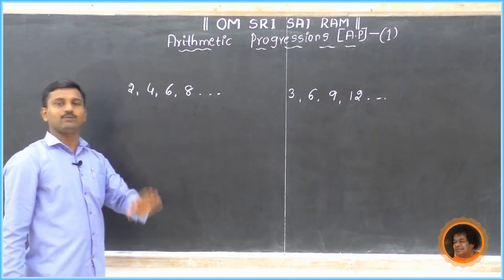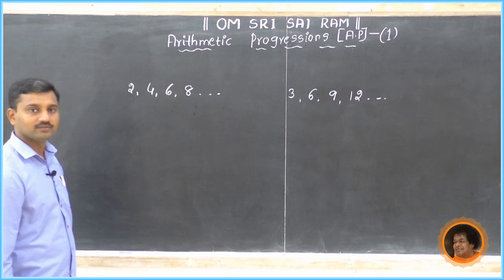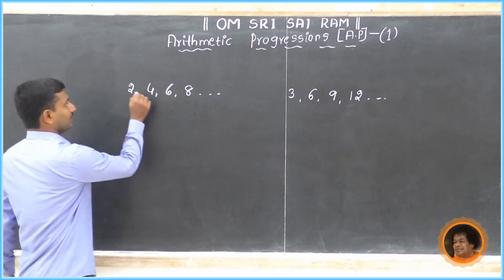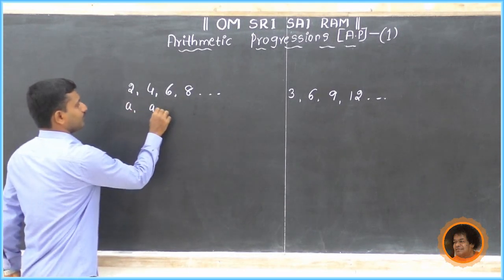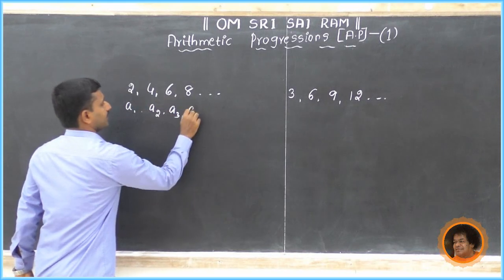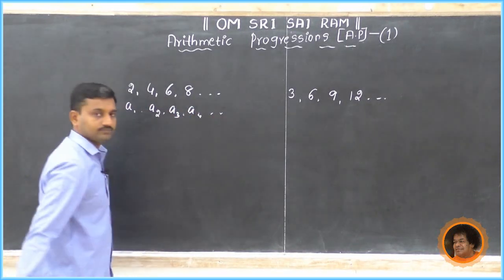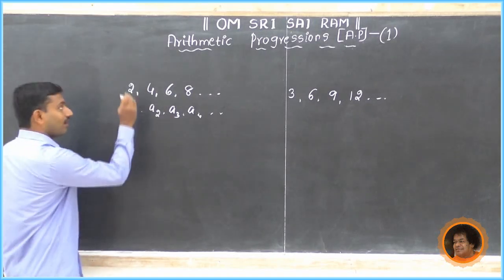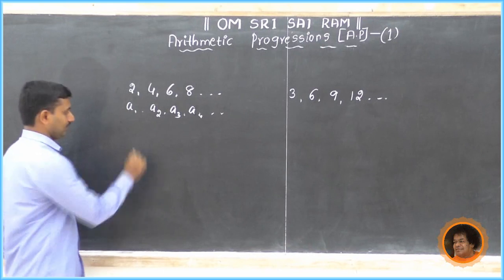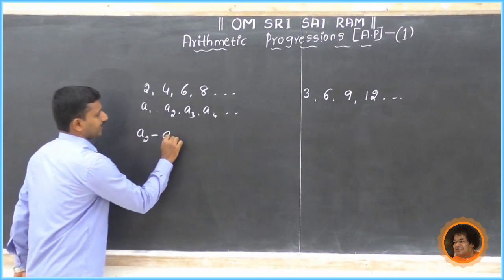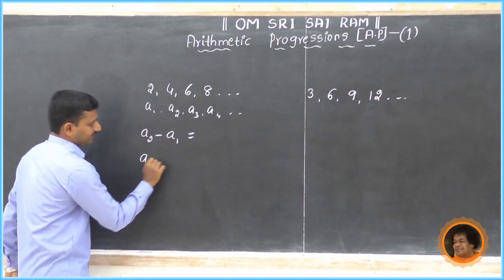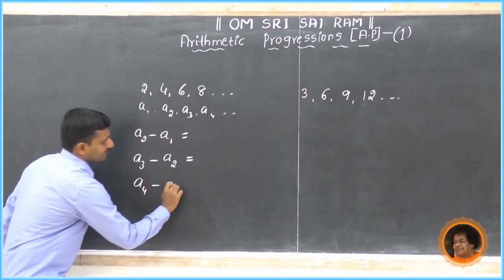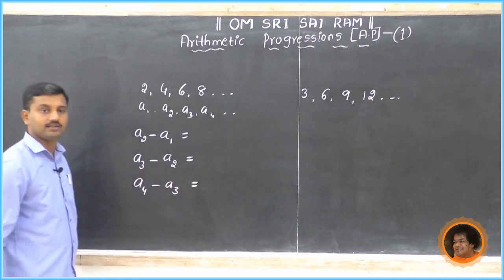Now how to check whether the given list of numbers is in AP or not? Find the difference between two consecutive terms, or a term and its preceding term. A2 minus A1. Next, the third term minus the second term, A3 minus A2. Then A4 minus A3, the fourth term minus the third term.